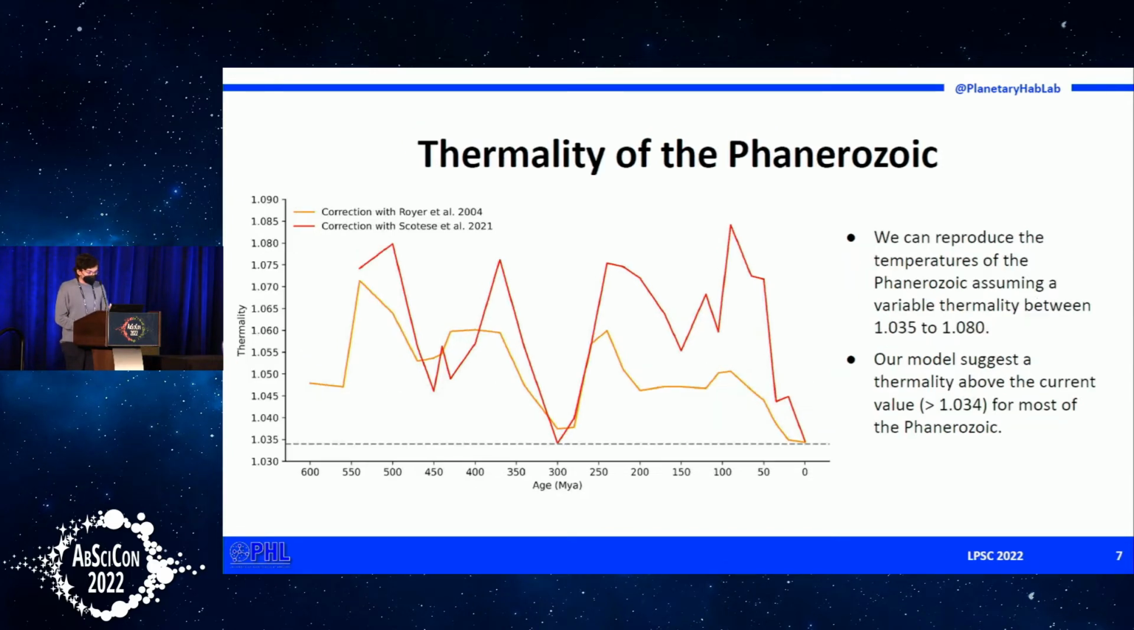We did the same thing for the thermality, and we found a range between 1.035 and 1.080 for the thermality during the entire Phanerozoic. Again, this can be used to study exoplanets, to sustain temperatures similar to what we have here on Earth.